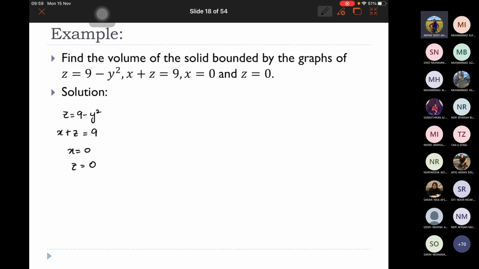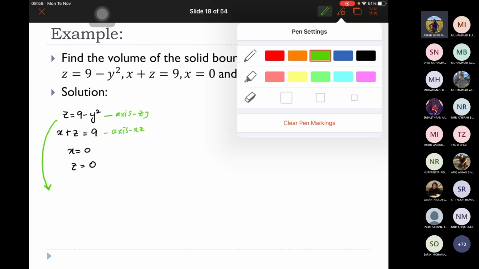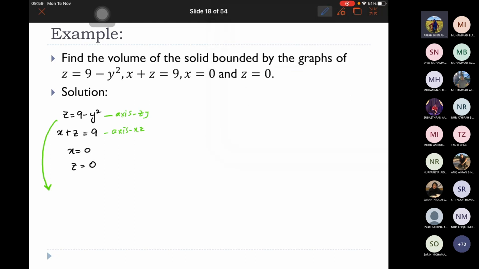So kita tengok satu-satu. Yang ini axis z, y. Okay. This one axis x, z. Then x sama dengan 0, z sama dengan 0. So kalau kita lukis satu-satu. Okay. Z sama dengan 9 tolak y squared. Kalau awak tak tahu, gantikan nilai je. So, bila z sama dengan 0, 9 sama dengan y squared. Y sama dengan tambah tolak 3. Okay. And then, bila y sama dengan 0, z sama dengan 9. Untuk this line.